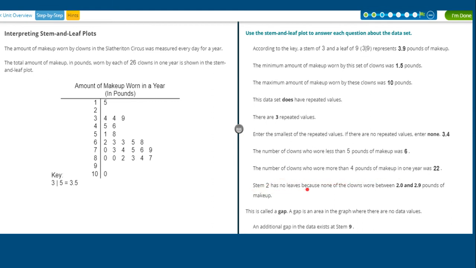Now the next one, stem 2 has no leaves because none of the clowns wore between 2.0 and 2.9 pounds of makeup. So your 2 stem right here has no leaves. That's called a gap. So they're going to talk about that. That's a gap because there are no values here. So that's a gap in the data. Then it says an additional gap in the data is at what stem? Okay, we got this one, that's the 2 stem, but also the 9 stem. There's a gap there as well.